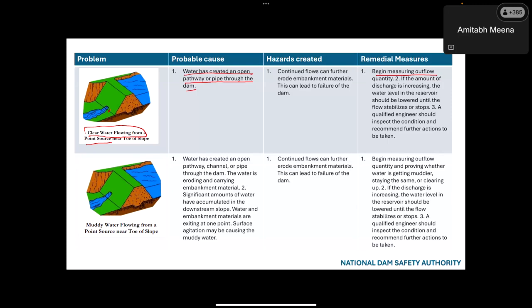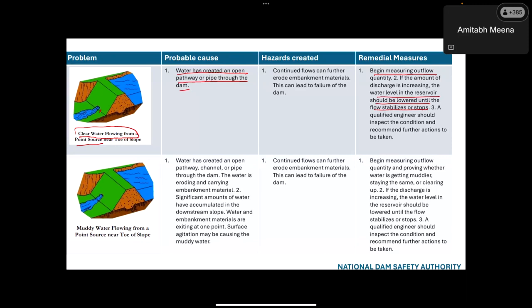And then we have to repair this piping hole. We have to repair, inspect the condition, and recommend further actions to be taken. So a well qualified engineer should go there, and then he should suggest the measures. If muddy water is flowing, then it is more serious.